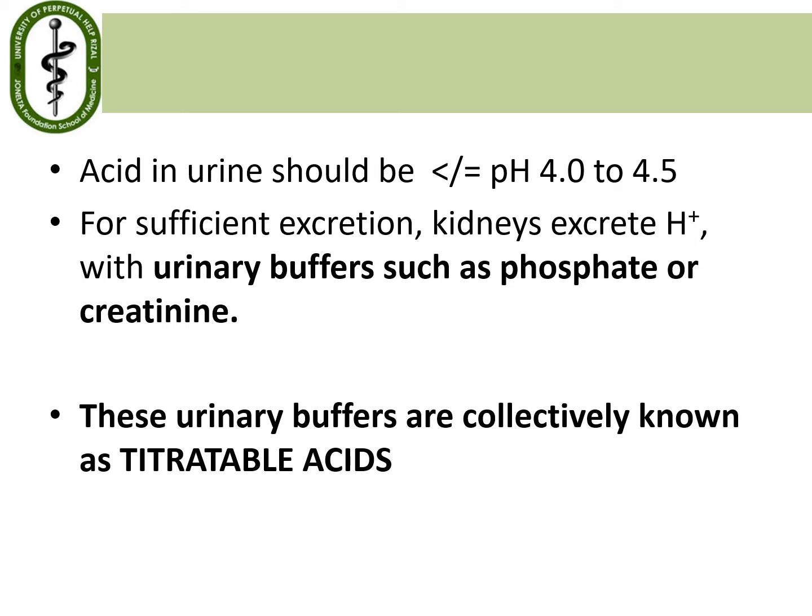For sufficient excretion, the kidneys secrete hydrogen with urinary buffers such as phosphate or creatinine. Between the two, phosphate is more important. These urinary buffers are collectively known as titratable acids. Titratable acid is determined by taking a sample of urine, then adding alkali so that the urine pH will be equal to the plasma pH. That's why it's called titratable acid.